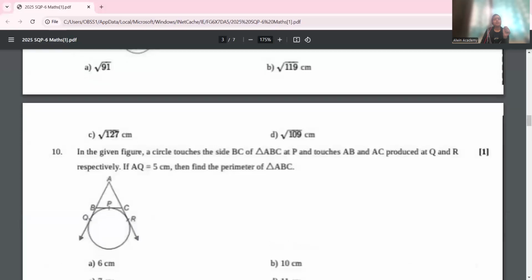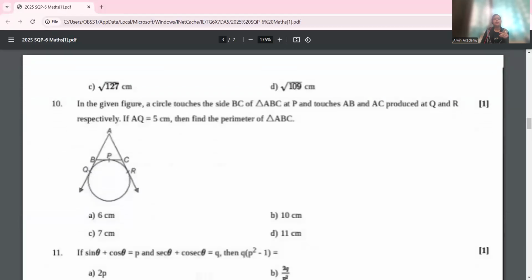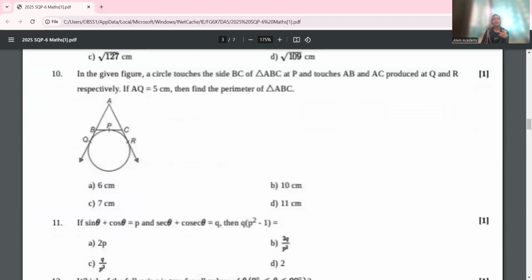In the given figure, a circle touches the side BC of triangle ABC at P and touches AB and AC produced at Q and R, like in the figure. If AQ is 5, this complete length till Q is 5, we have to find the perimeter of ABC. Now, the perimeter of ABC is AB, AC, BC, right? This complete length is 5. So, I can also say that AR is also equal to 5. Tangents from the same point are equal.